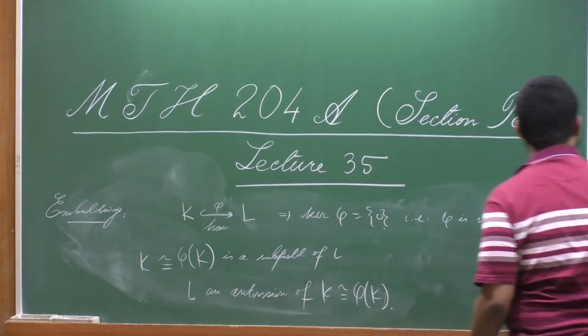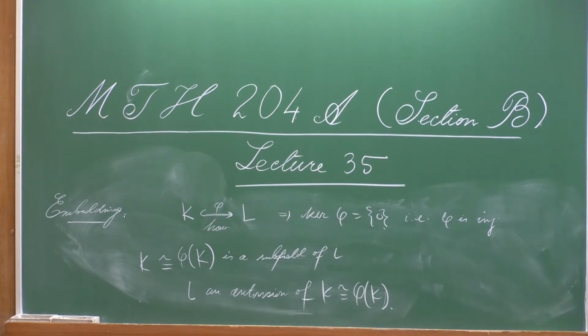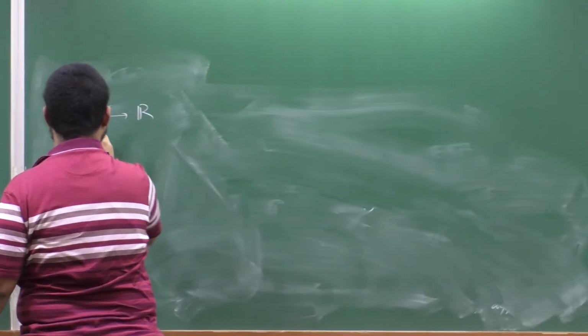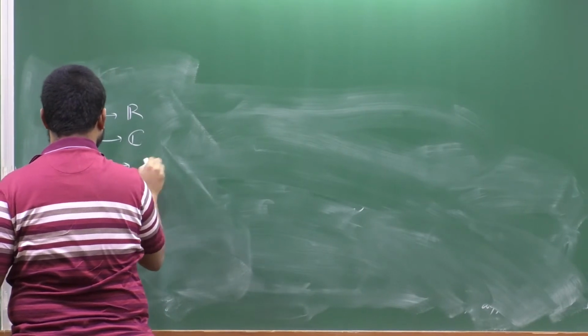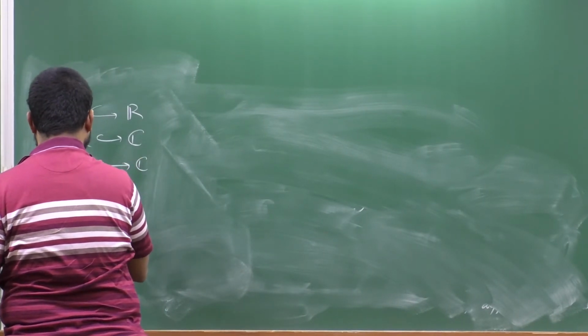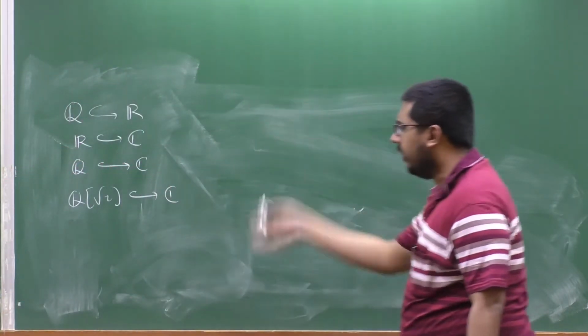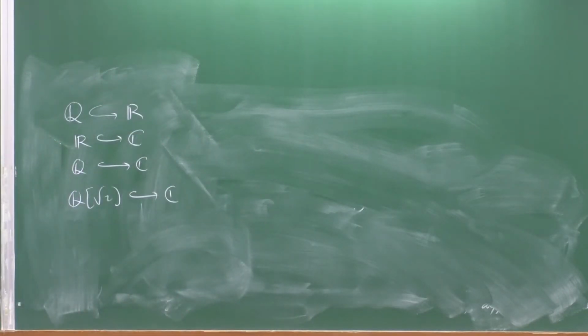Some examples of embeddings. We do have very natural ones. For example, the standard inclusion of Q inside R, or R inside C, or Q inside C, or Q(root 2) or Q(omega) inside C. So, these are the most easy examples of embeddings.